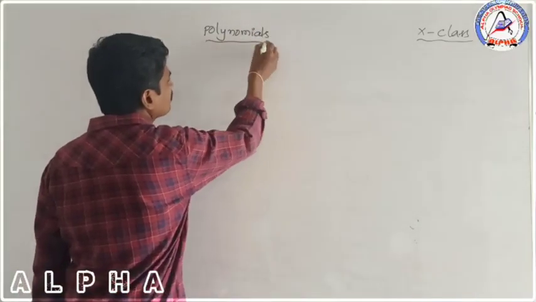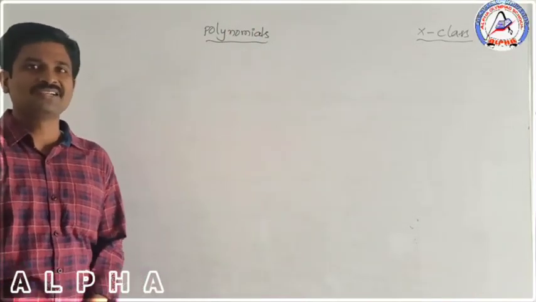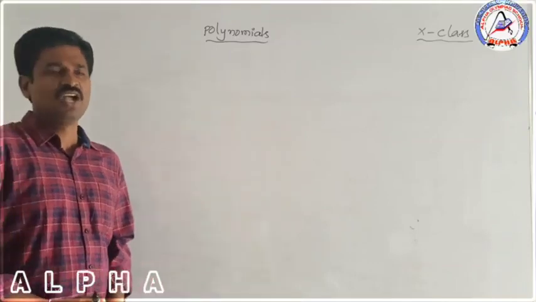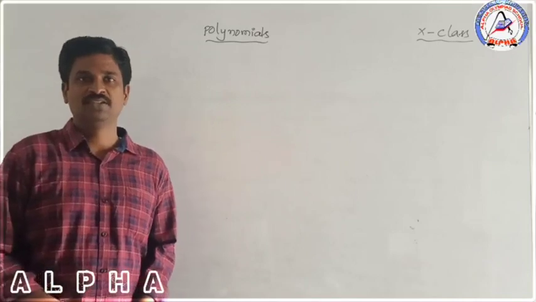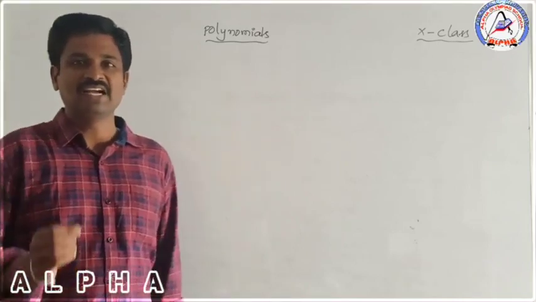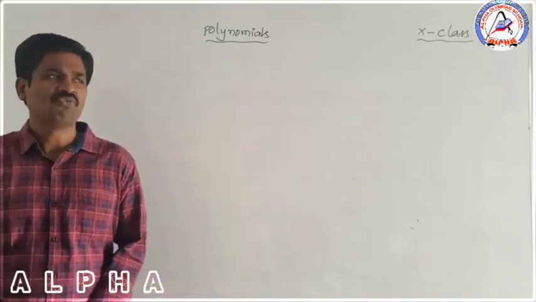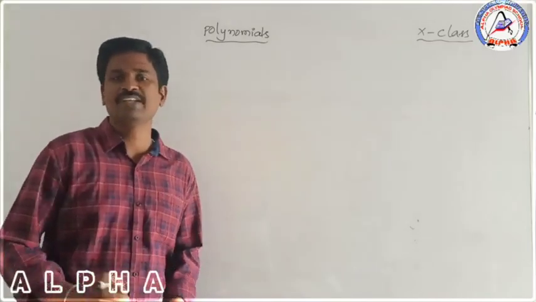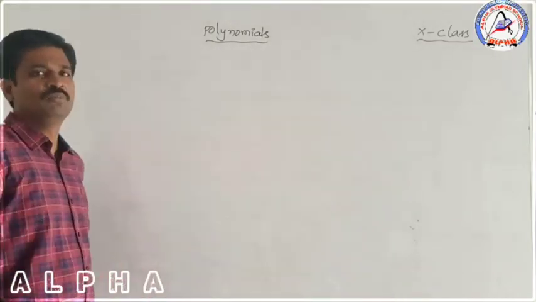This is from 10th class. This chapter we already discussed in 9th class, that is polynomials and factorization. And we know what a polynomial is. A polynomial is nothing but an algebraic expression. Then what is an algebraic expression? When we are discussing an algebraic expression, first we have to know about variable.